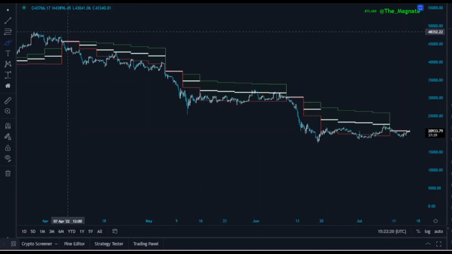The things are quite interesting based on the 4-hour time frame. And usually the 4-hour time frame is going to act as a bridge between the scalpers and the long-term players.